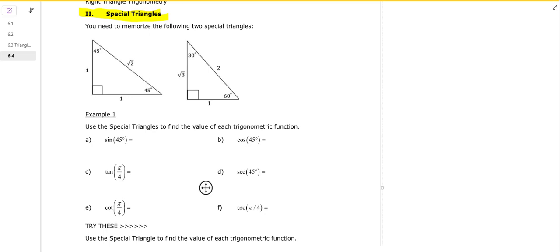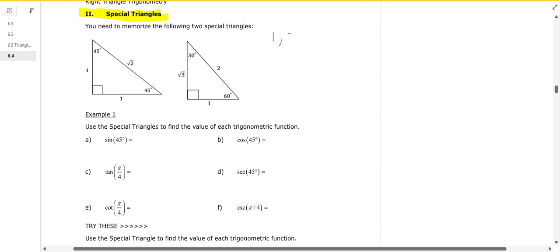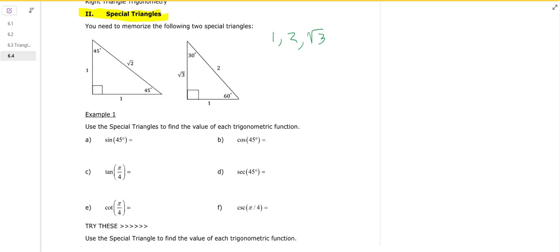The 30-60 triangle, I always think of as easy as 1, 2, square root of 3. 1 is the smallest, so it goes opposite the 30. Square root of 3 is actually 1.7, so it goes opposite the 60. And then 2 is the biggest, so that's the hypotenuse. So that one's as easy as 1, 2, square root of 3.